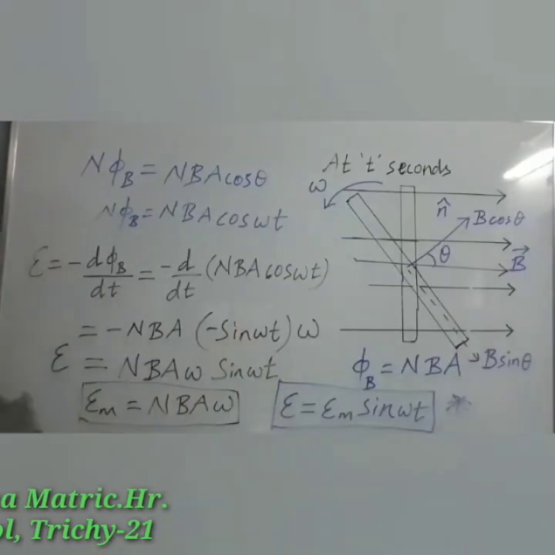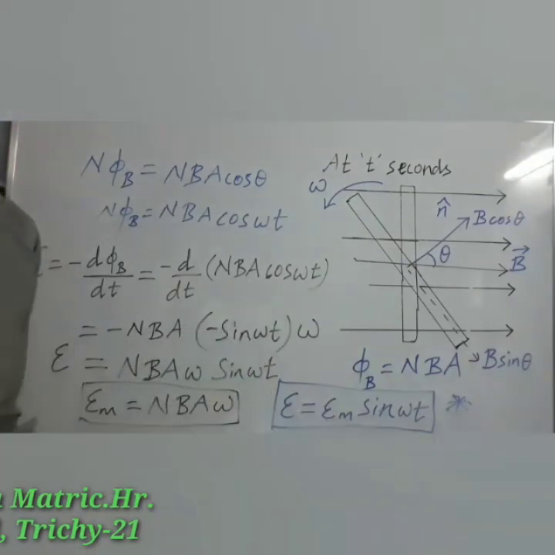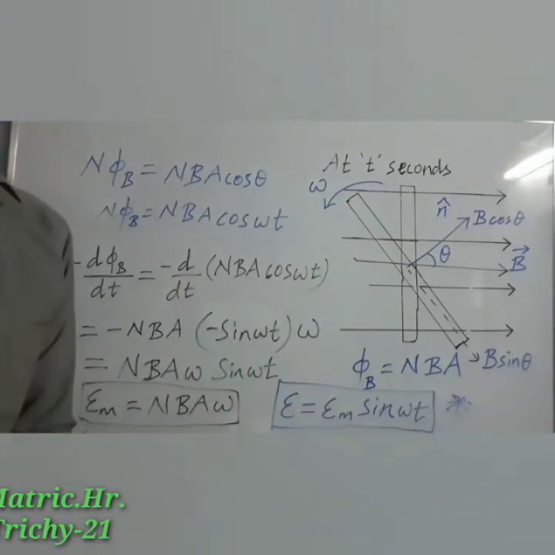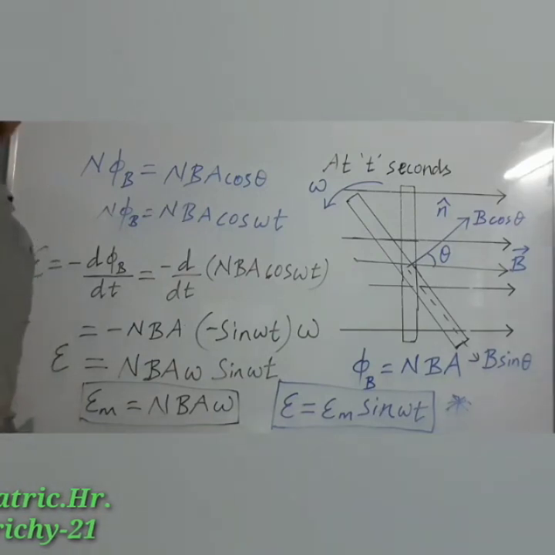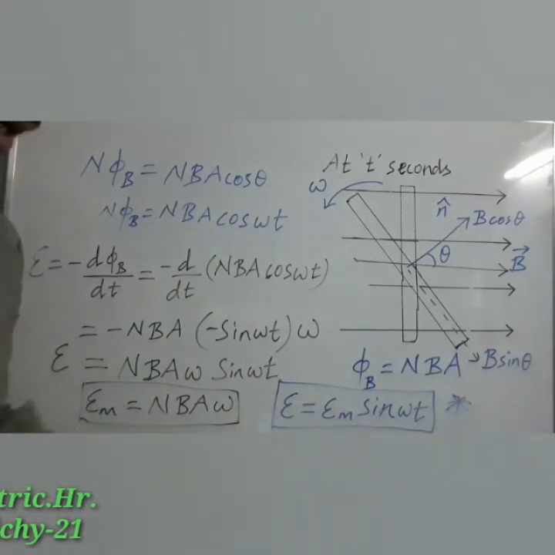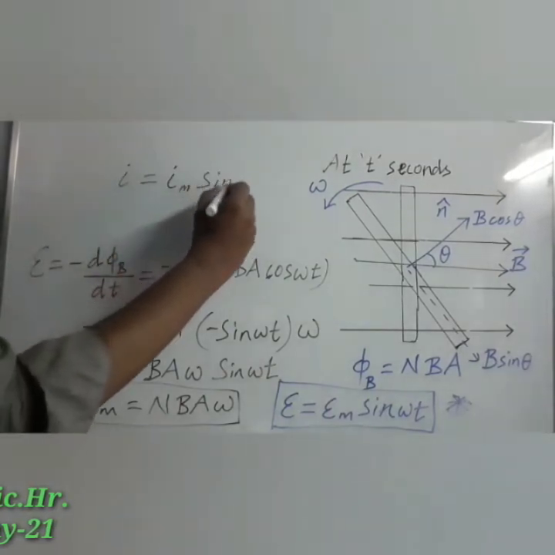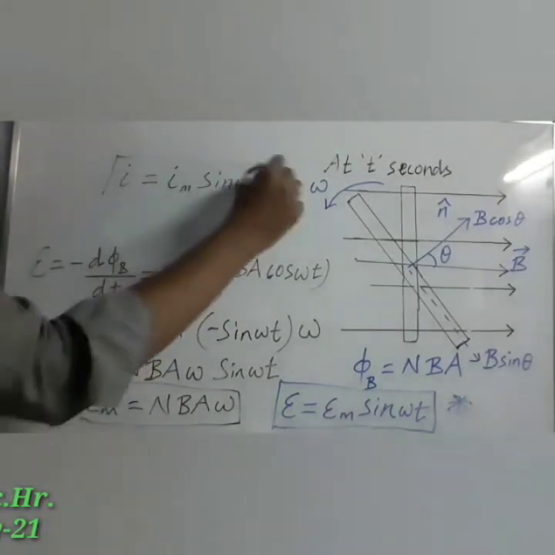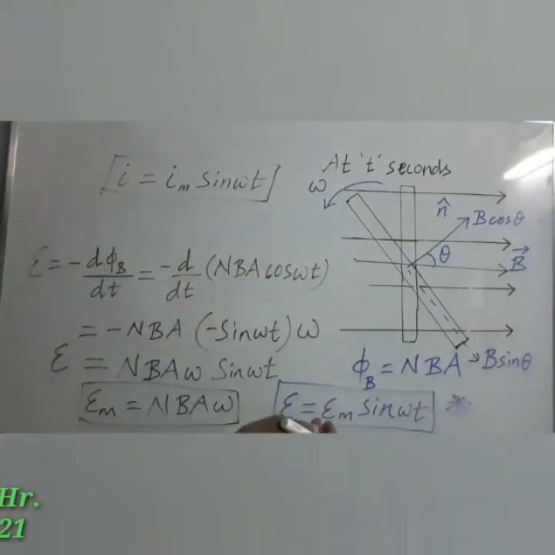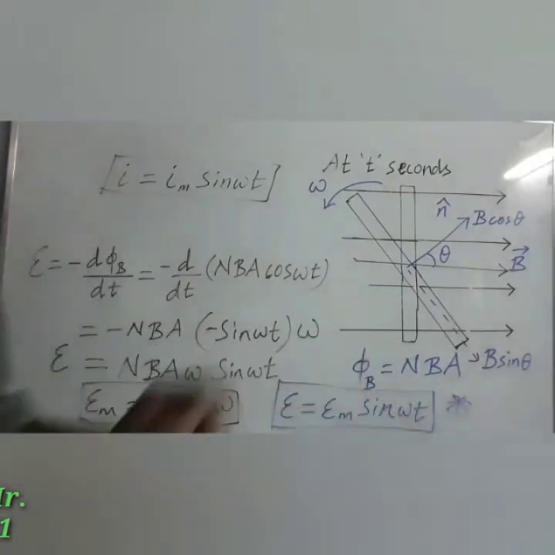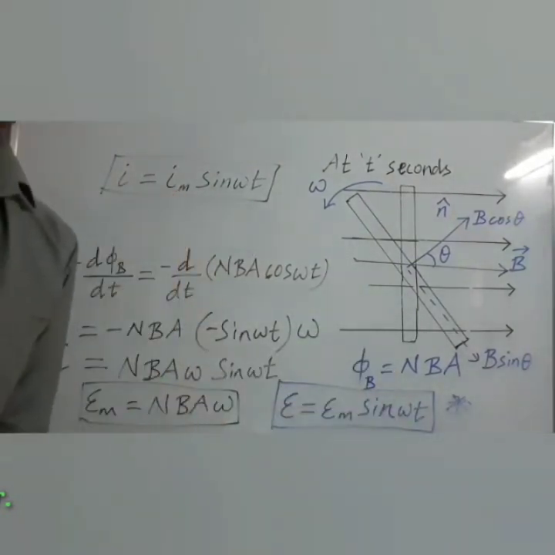If this alternating voltage is given to a closed circuit, a sinusoidally varying current flows in it. This current is called alternating current, and it is given by I equal to Im sin omega t, which is similar to epsilon equal to epsilon m sin omega t. Im is the maximum value of the induced current.